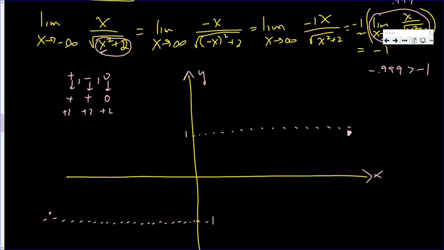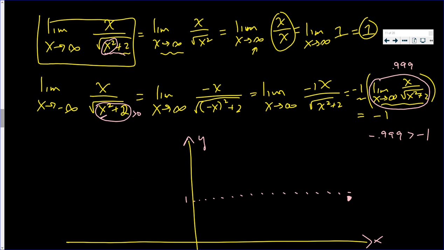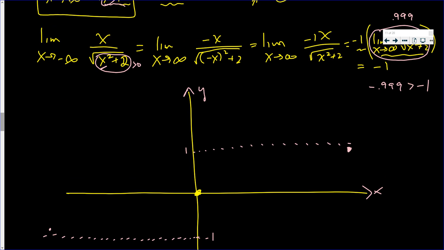And I always suggest we find the y-intercept. If x is 0, we get 0 over the square root of 0 squared plus 2, which is 0 over the square root of 2, which is 0. So we know that this function has 0 right here. It crosses at 0. And they're always nice curves. The curve is just going to go like this.